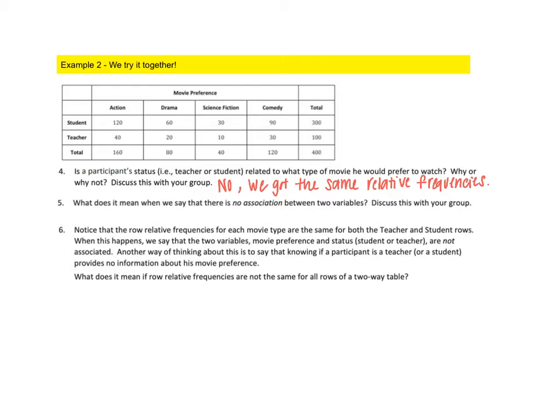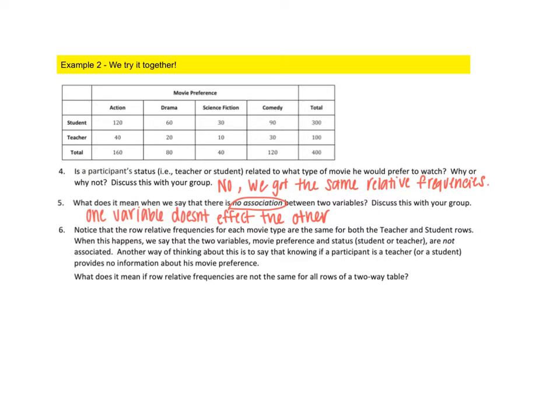We got the same relative frequencies for both teachers and students, so it doesn't really matter whether they're a teacher or a student. That does not affect their movie preference. Okay? What does it mean when we say that there's no association between the two variables? This means that one variable does not affect the other. In this case, whether you're a student or a teacher, it doesn't affect what your movie preference is going to be.